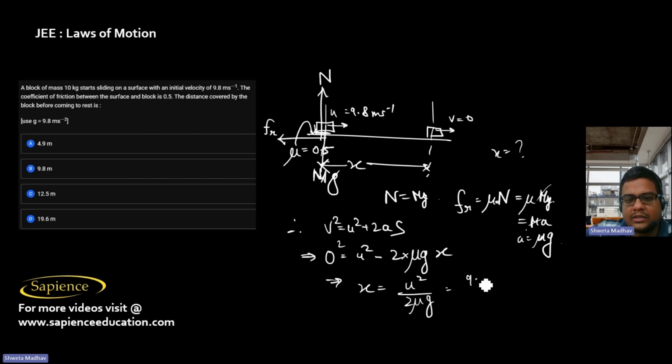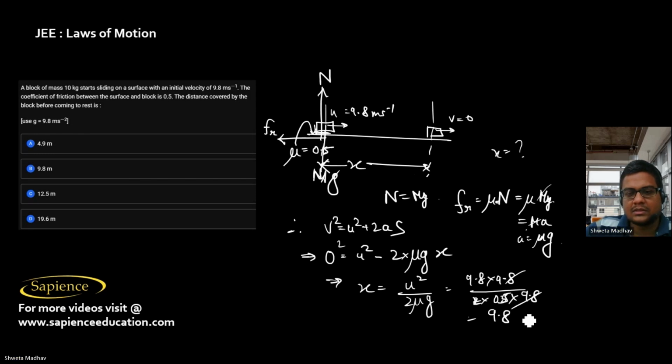So u is 9.8 into 9.8 divided by 2 into mu. Mu is equal to 0.5 into g. g is also 9.8. So 2 into 0.5, that is 1. So it is 9.8 meters. So the block will cover a distance of 9.8 meters on the surface before coming to rest. So option B is the correct answer.